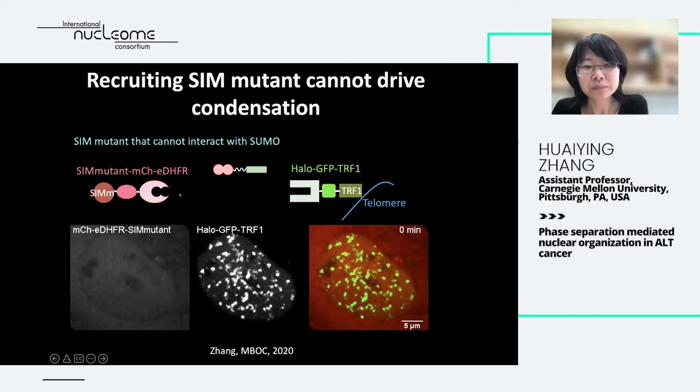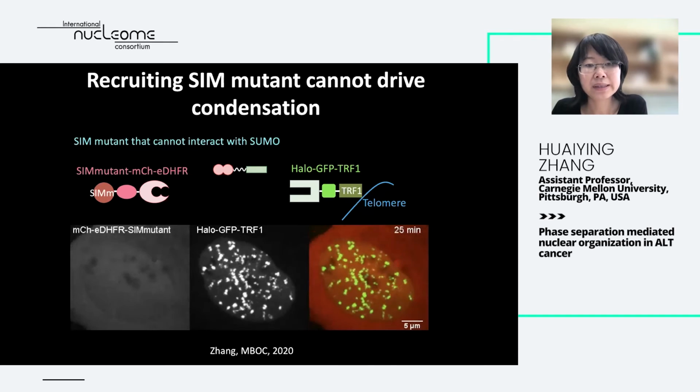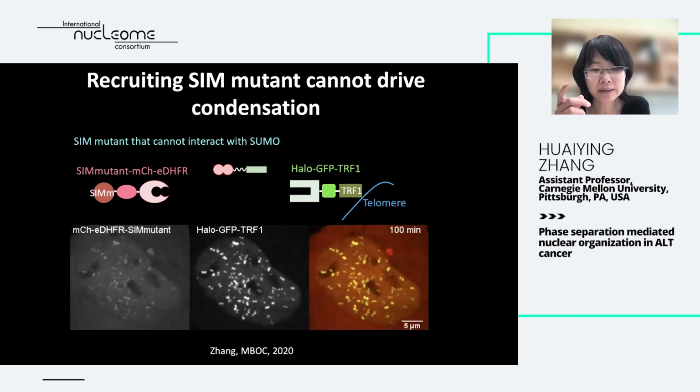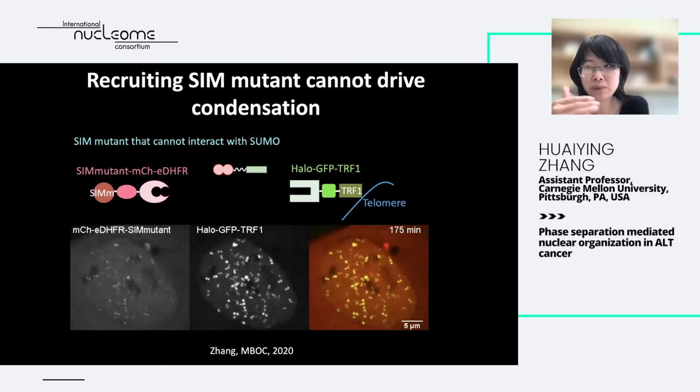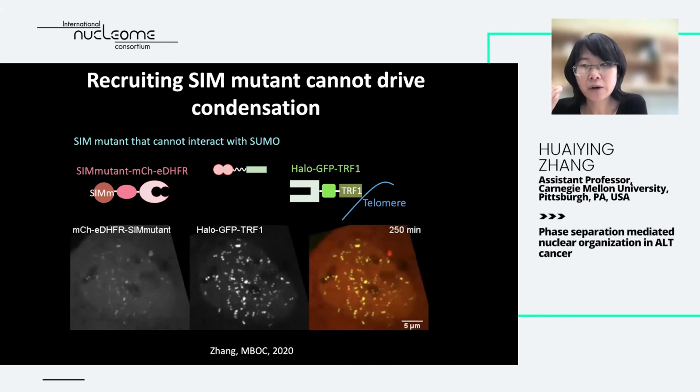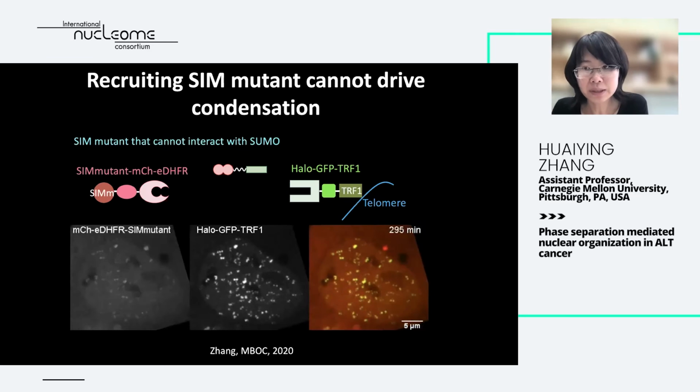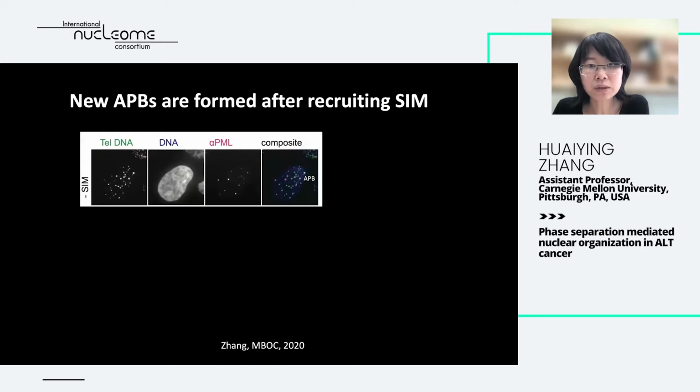And if we recruit a SIM mutant that cannot interact with SUMO, we can see the dimerization still works, meaning that the SIM mutant can be recruited to the telomeres. However, we don't see the signature of phase separation, that is the roundness and the change in the number and size of the foci, which I'm not showing you the quantification of due to time limit, but we have those data.